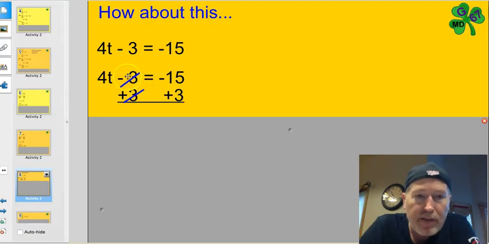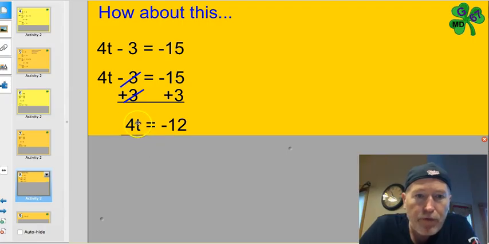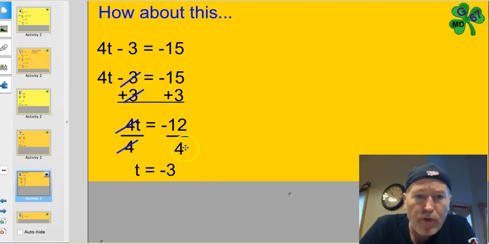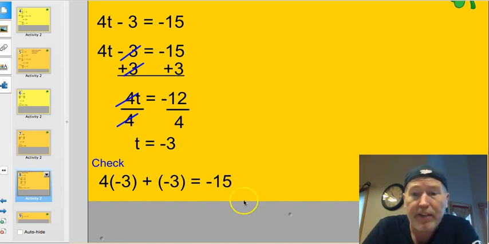So now these have a negative 3 and a positive 3. Those cross off, and what I'm left with is just 4t on this side, and I had a negative 15, and I'm adding 3, that gives me a negative 12. Now I can go about dividing to get rid of that 4. I'm going to divide both sides by 4. Those cross off, leaving me just negative 12 divided by 4, which is a negative 3. Pop that in and see if it works out. So we have 4 times a negative 3. This is a negative 12. Now I'm going to add another negative 3 to that negative 12. So it's just like adding two negatives, and I have a negative 15.